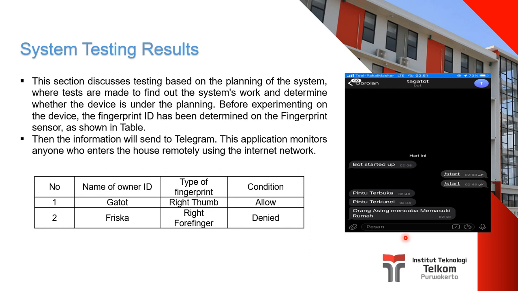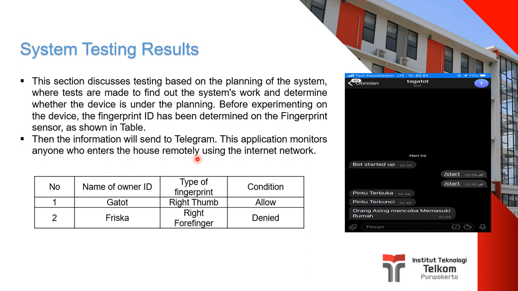Next is about the system testing result. This section discusses the testing result based on the planning of the system, where tests are made to find out how the system works and determine whether the device is under the planning. Before experimenting on the device, the fingerprint has been determined on the fingerprint sensor, as shown in the table. The information will be sent to Telegram. This application monitors anyone who enters the house remotely using the internet network.